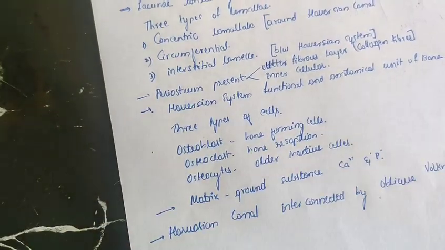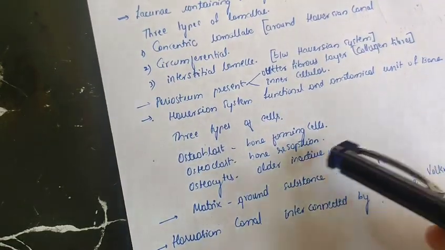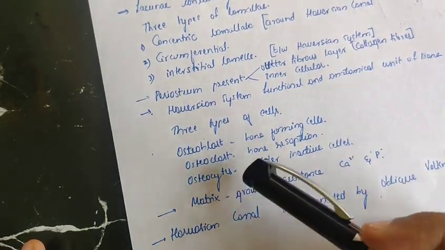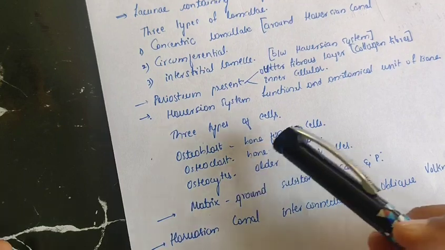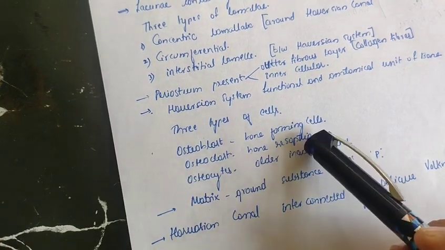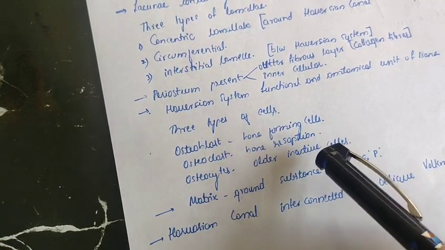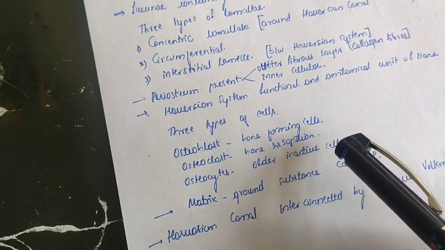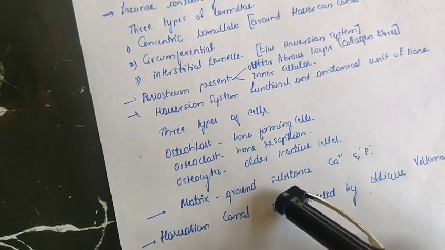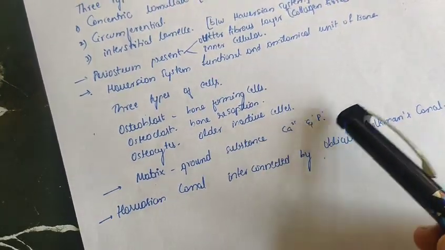The 3 types of cells are osteoblasts, osteoclasts, and osteocytes. Osteoblasts are bone forming cells, and osteoclasts are bone resorption cells. Osteocytes are the older inactive cells, which are not dividing. The matrix is made up of ground substance which also contains minerals, that is calcium and phosphorus.